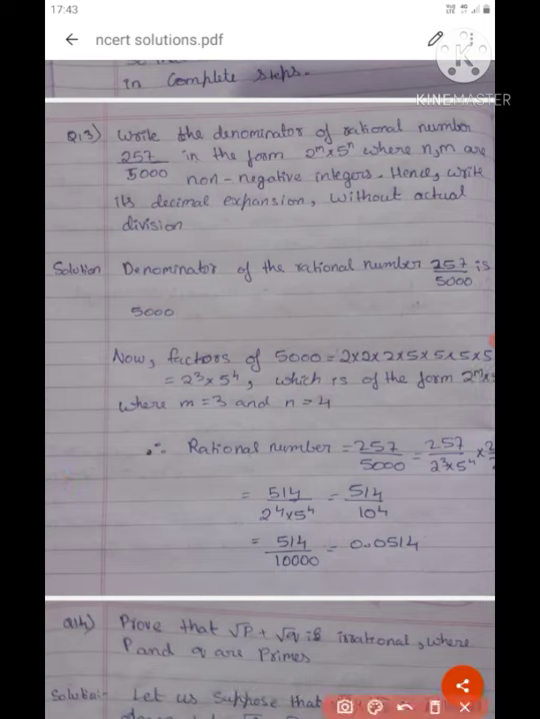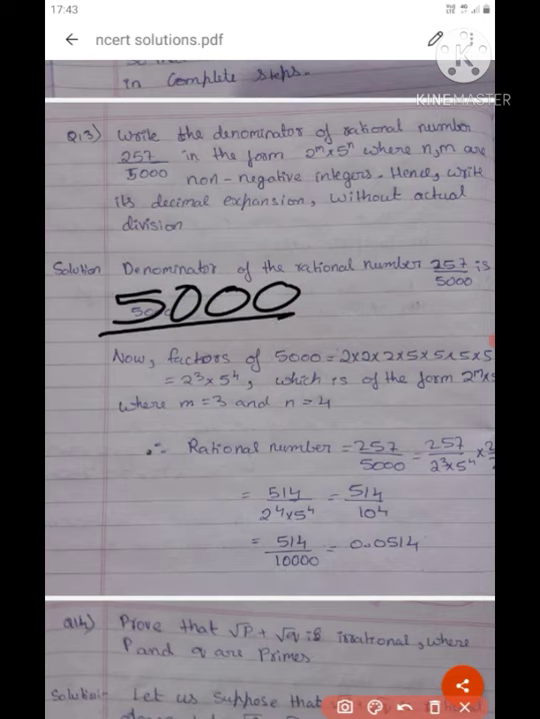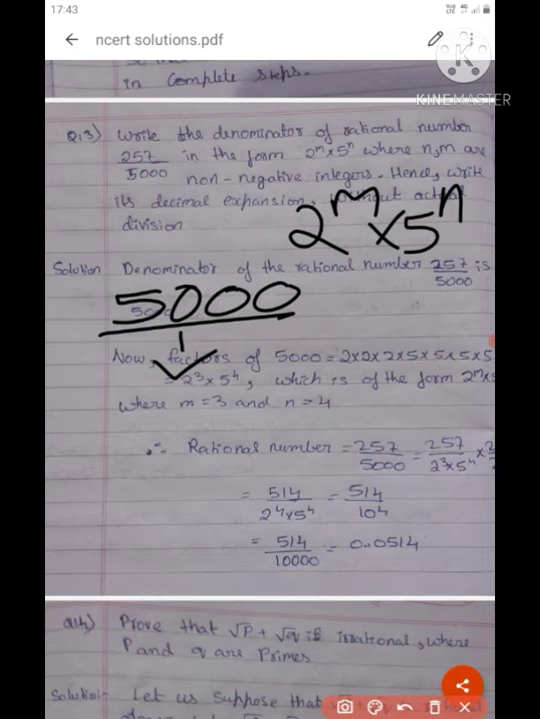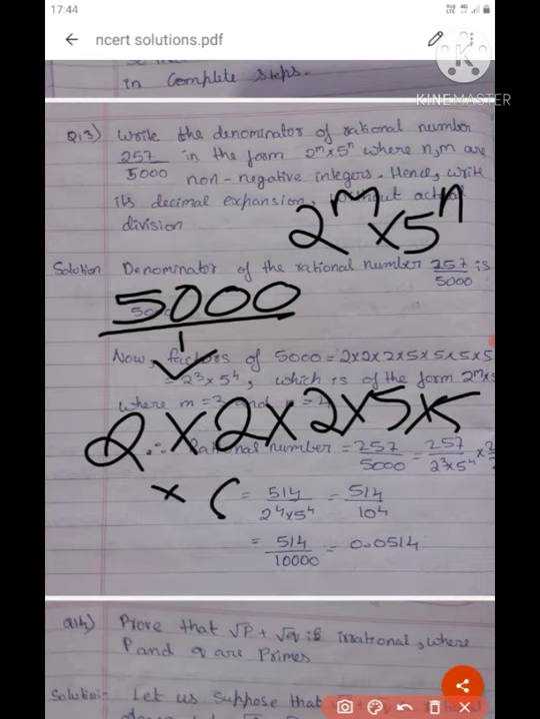Write the denominator of the rational number 257 by 5000 in the form of 2 power m into 5 to the power n, where n and m are non-negative integers, hence write its decimal expansion without actual division. So first, the denominator is 5000, right? This one we have to write in the form of 2 power m into 5 to the power n. Prime factorize: 2 into 2 into 2 into 5 into 5 into 5 into 5.